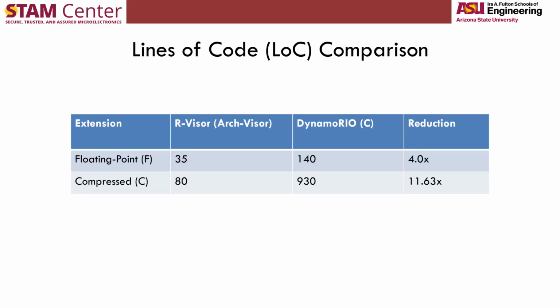Then to compare the overhead of ArchVisor, we look at the number of lines of code required to support certain extensions in both R-Visor and DynamoRIO. So in this case, we use the floating point and compressed extensions, as these are available already in DynamoRIO. And in both cases, we can see that there's a substantial reduction in code needed in R-Visor to support these extensions. And this goes to show the usefulness of ArchVisor in achieving the extensibility within our binary instrumentation tool.